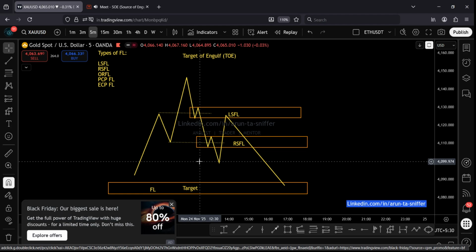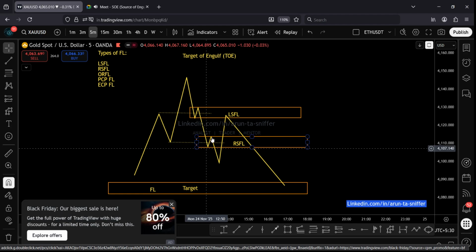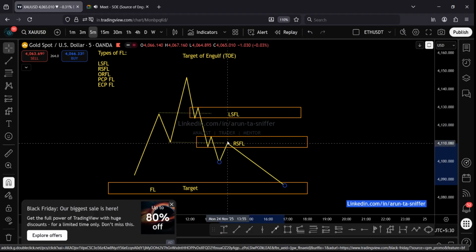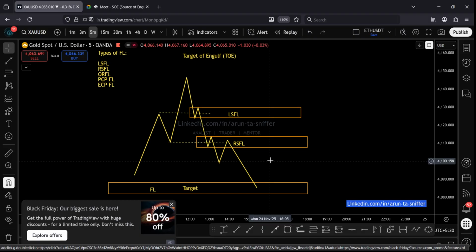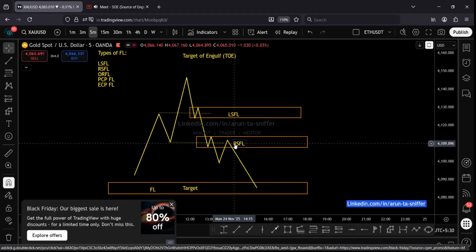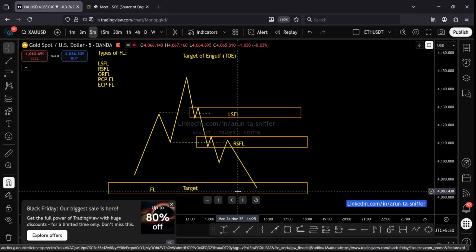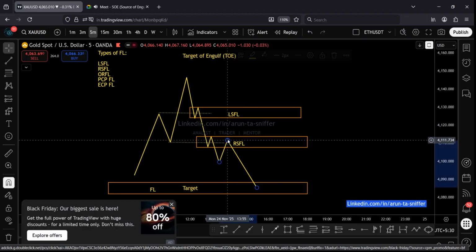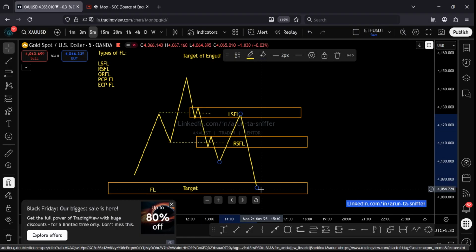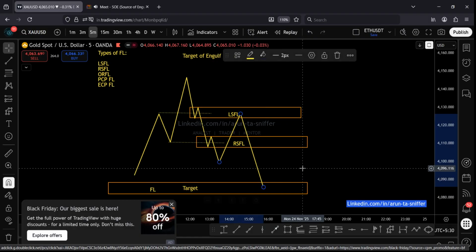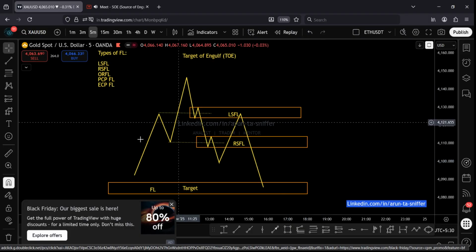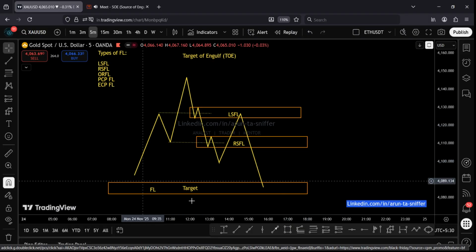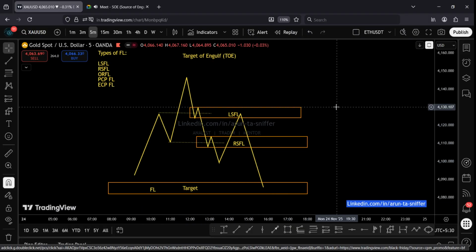Sometimes it is also possible that price goes and hits this RSFL and comes down here. This is also possible. But if this RSFL doesn't send price back to the target, then what will happen? Price will go back to LSFL and then go to the target. Right? Any question in this? No. Any question in this structure?